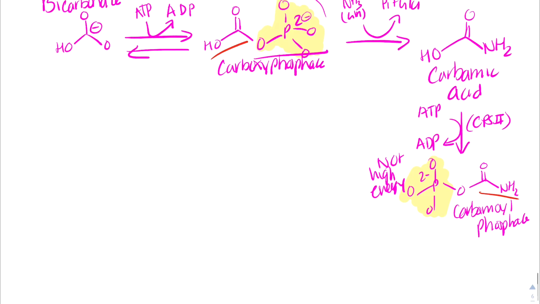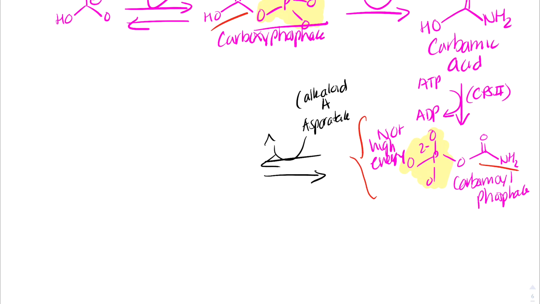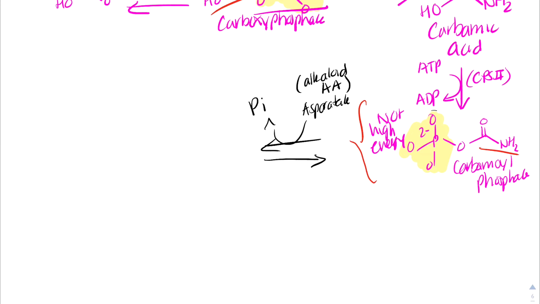Okay, so I'm just going to use this one that's right here. Okay, so the first step is a reversible step. We add aspartate, which is an alkaloid amino acid, and we remove an inorganic phosphate. The inorganic phosphate is the one that's highlighted here, and we form something that looks like this.